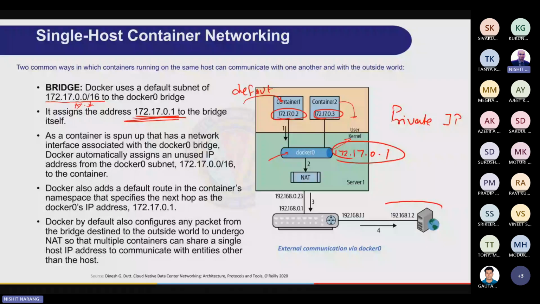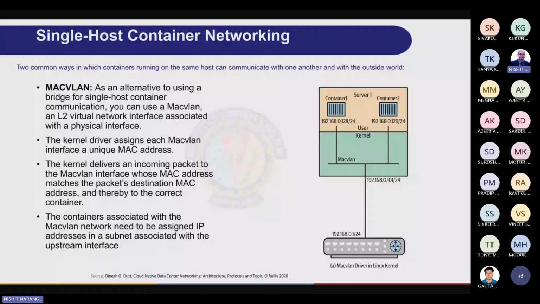So it also configures a NAT, network address translation function, so that any traffic which has to go to the external public internet can go over the data center network, the edge leaf that we said, the border leaf, and then go to the external internet. So a NAT functionality is also configured. And multiple containers can actually share the same single host public IP address to communicate with external network entities using the network address translation functionality. So this is how the bridge mode of Docker runs.